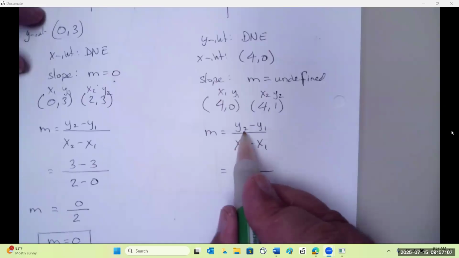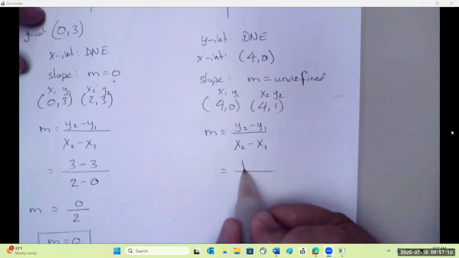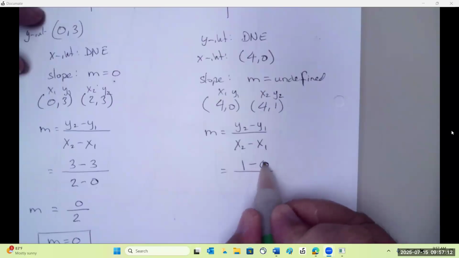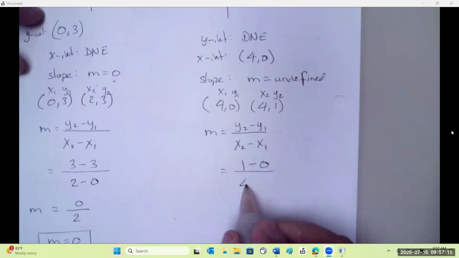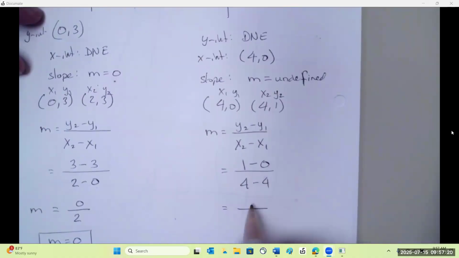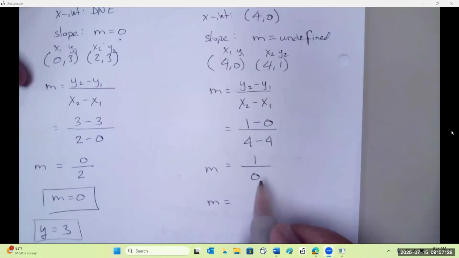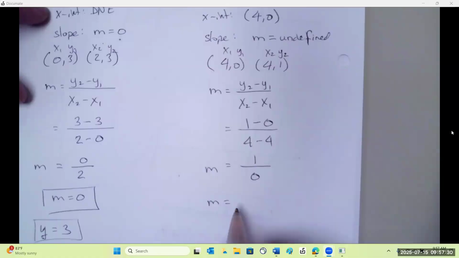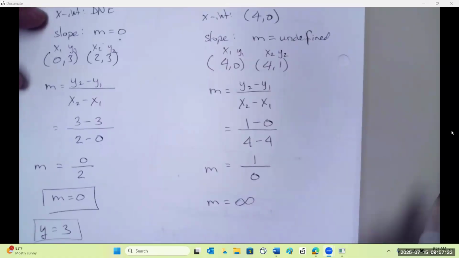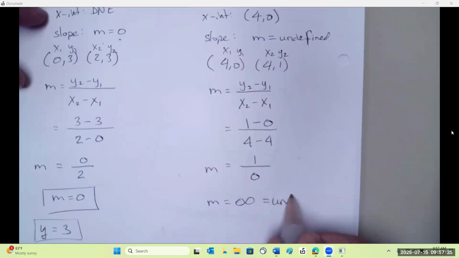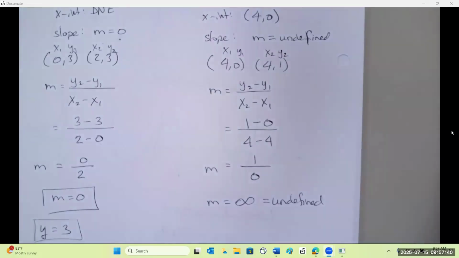What's y2? 1 minus y1 is 0, over x2 minus x1. 1 minus 0 is 1. 4 minus 4 is 0. How many times does 0 go into 1? Infinitely many times. So that's why we call it undefined. It's what we call an indeterminate amount. You can't tell me how many times. It's infinity.